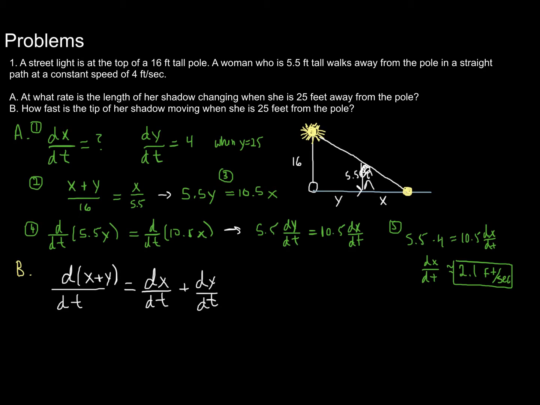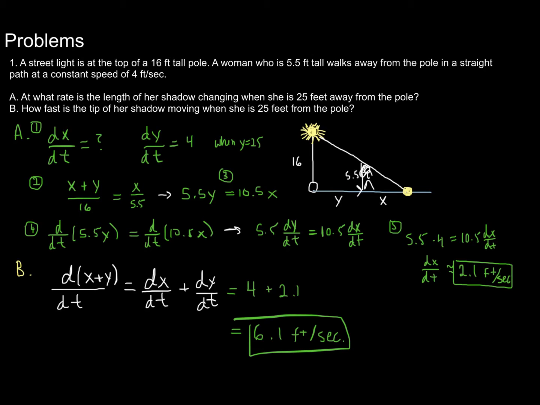So we don't need to construct any new equation. We don't need to differentiate implicitly. In fact, we already did that differentiation piece here. And so all we need is the value of dx/dt and dy/dt at this particular moment, which we already have, 4 and 2.1.